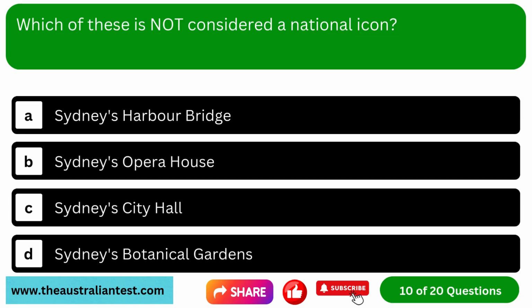Question 10. Which of these is not considered a national icon? Option A, Sydney's Harbour Bridge. Option B, Sydney's Opera House. Option C, Sydney's City Hall. Option D, Sydney's Botanical Gardens.